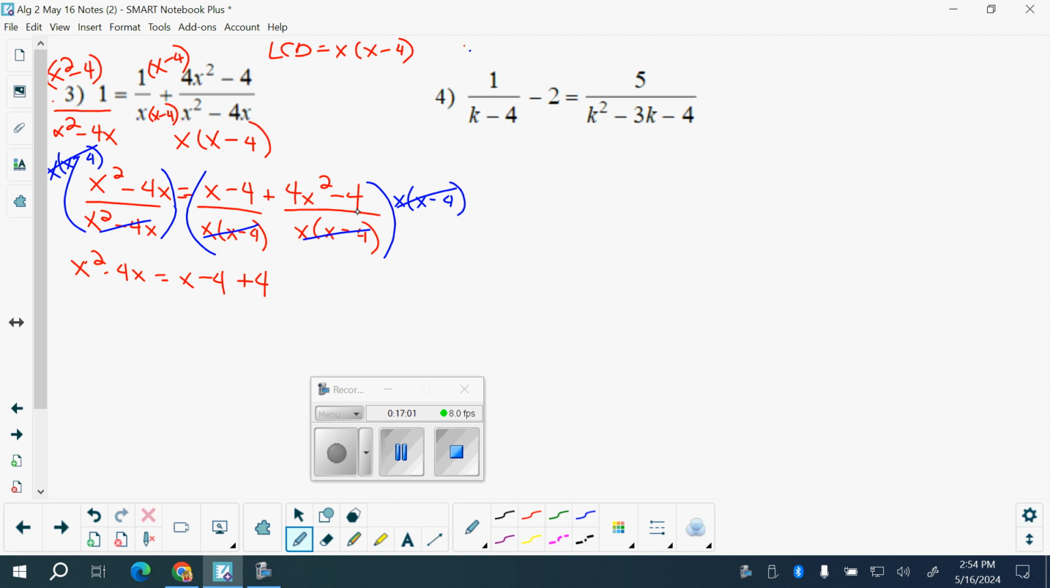So what do we do next to solve that? Do we have any like terms on one side? Yes, on the right-hand side, we want to add our like terms together. I'm going to put it in standard form, 4x squared plus x minus 8. And then what would we do next?